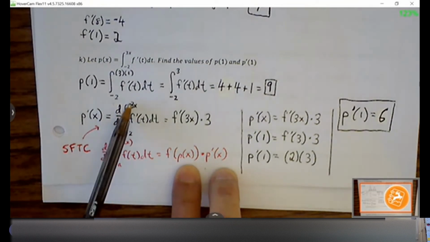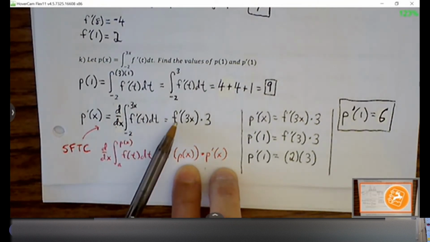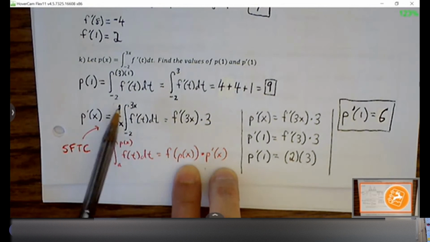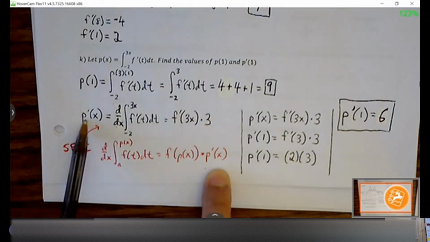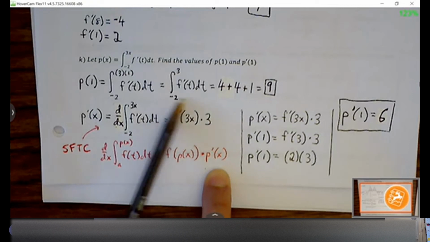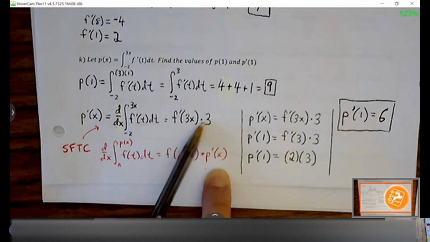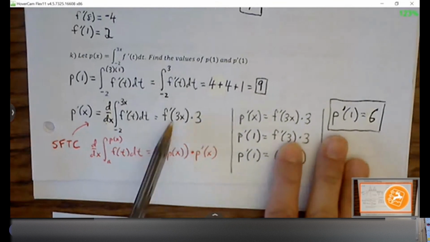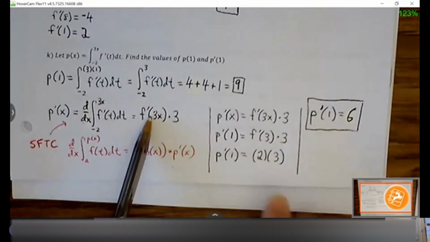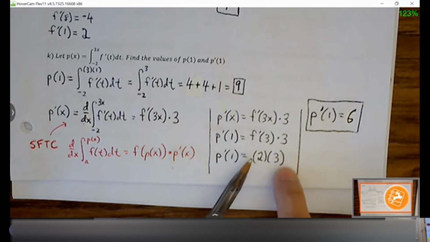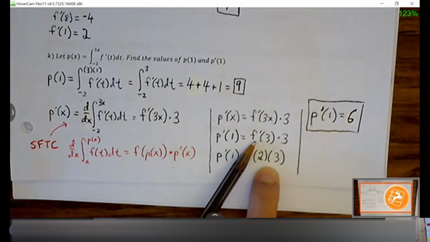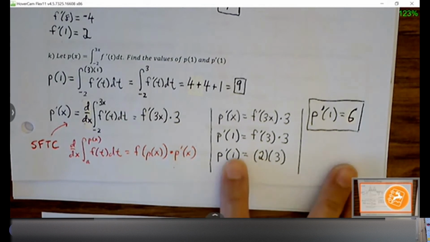So upper bound gets inserted in for t. So that's f prime of 3x multiplied by the upper bound's derivative. So times 3. So p prime is just this cleaned up version, which is f prime of 3x times 3. And once you have that cleaned up version of p prime, then replace all your x's with 1, and then use the graph to find your ordered pair, and then 2 times 3 is 6.